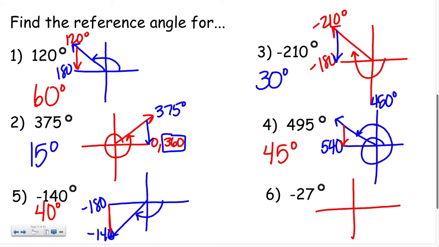Alright, the last one, negative 27 degrees. So we've got going this way because it's negative. And because we didn't have to go around, that's still 0 degrees. So there's our acute angle there. So 0 minus negative 27 is 27 degrees. So it's 27 degrees away from that x-axis. That's what all these are. How far away from the x-axis are they?